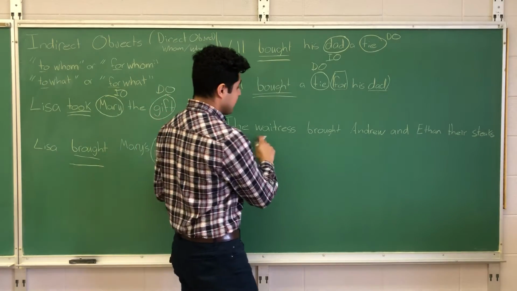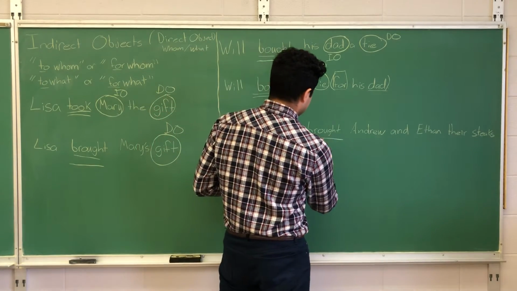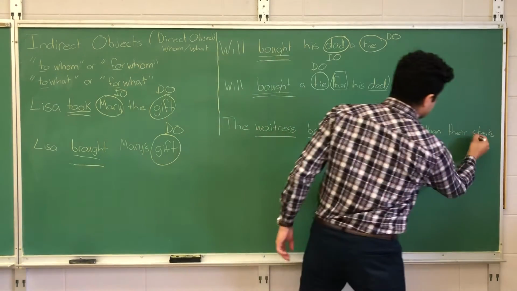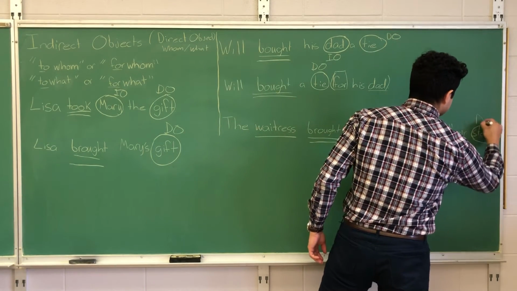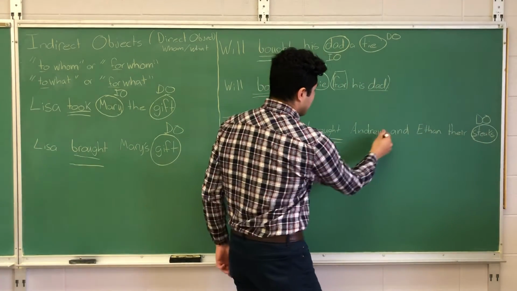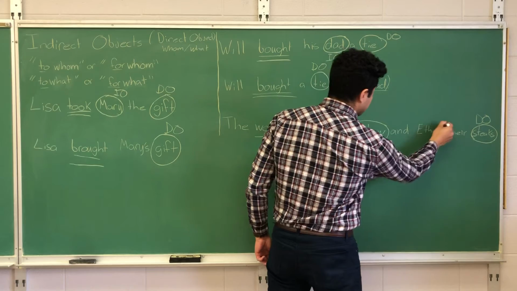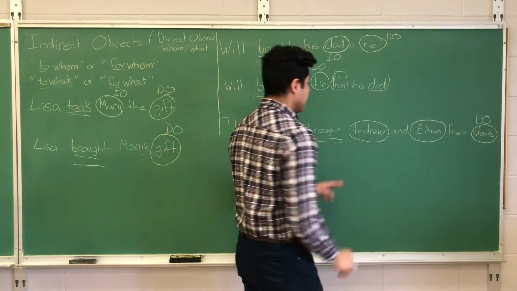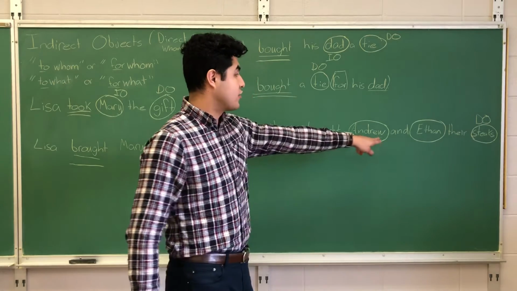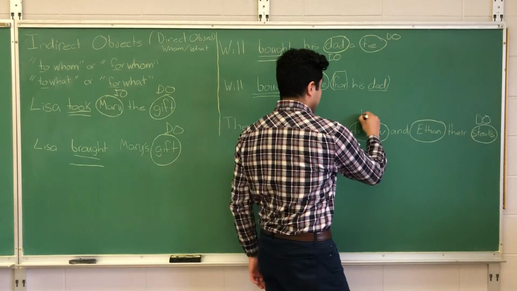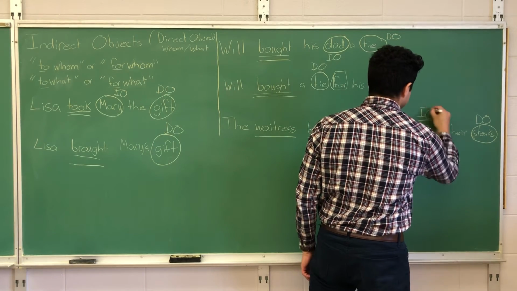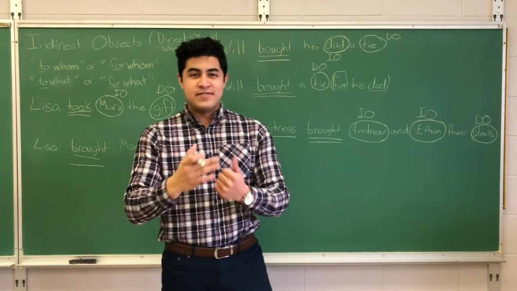And last but not least, the waitress brought Andrew and Ethan their steaks, okay? So waitress is the subject, put one line. Brought is the action verb, so waitress brought what? She brought steaks. Steaks is the direct object, okay? To whom or for whom? Well, they were brought to Andrew and Ethan, okay? So the indirect object answers the question to whom or for whom, and there's two, okay? So this is a compound indirect object.